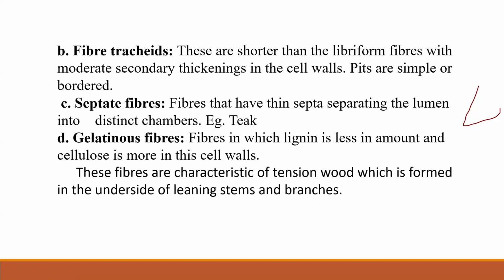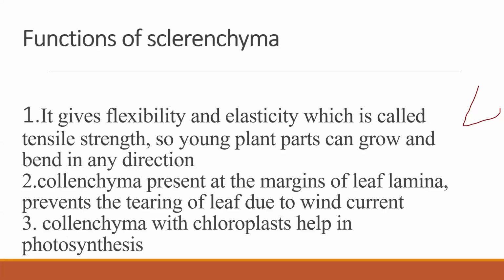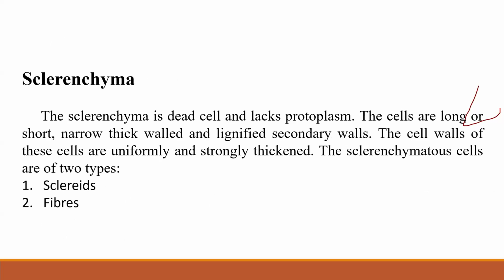Among these three simple permanent tissues, sclerenchyma has only dead cells, whereas parenchyma and collenchyma are living cells. The sclerenchyma is a dead cell and lacks protoplasm. The cells are long or short with narrow, thick-walled and lignified secondary walls. The cell wall of these cells is uniformly thickened, whereas in collenchyma it is unevenly thickened.